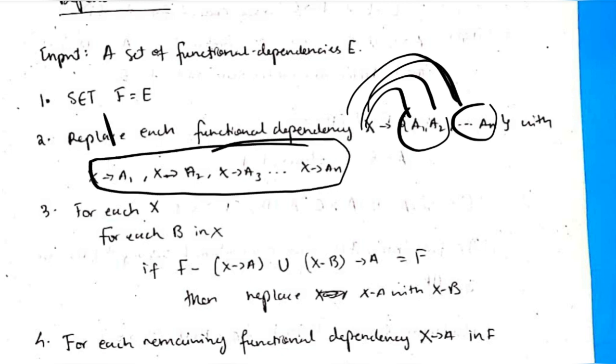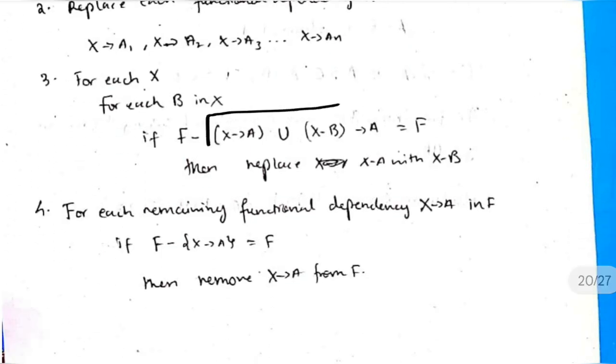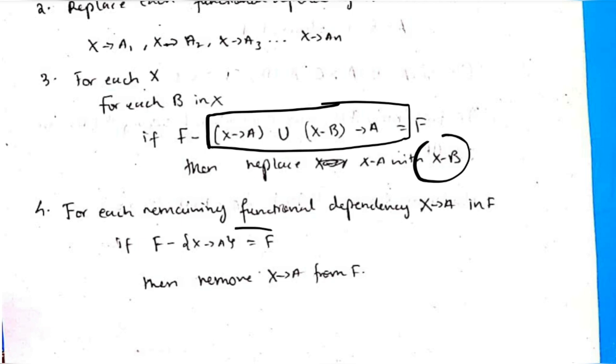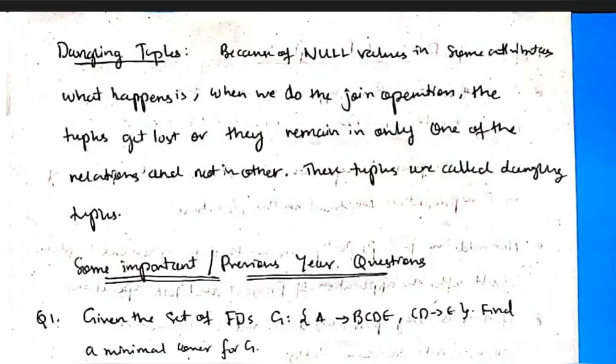For each of these we will have B also. So we have this formula, replace X tends to A by X tends to B, and after that we will be writing it for F. How this algorithm works, we will see with one example. Before discussing the numerical, we have to know what dangling tuples are. Because of null values, some of the attributes will have no values in one table while they have values in another table. This will cause some confusion, and that is known as dangling tuples.